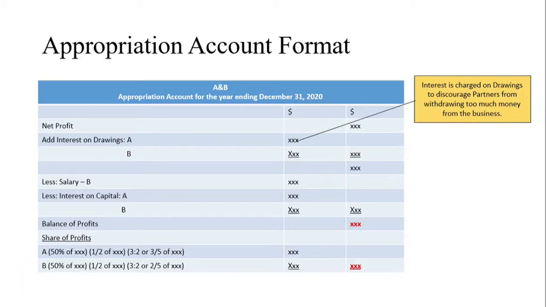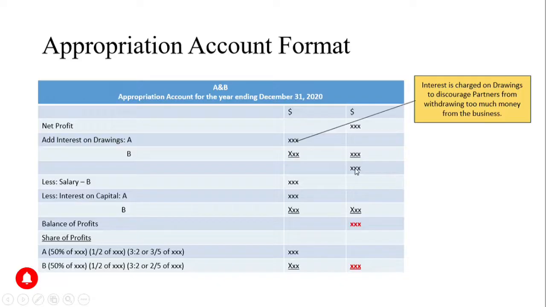It is money that is charged to partners to discourage them from withdrawing too much money from the business. Because let's face it, you don't want your partners to be withdrawing too much money from the business. So you charge them interest on their drawings. It is a revenue to the business when they pay back with interest, and so you would add it to your net profit here. You would add them in this column, put the total over here, and then add it to get this figure right here.